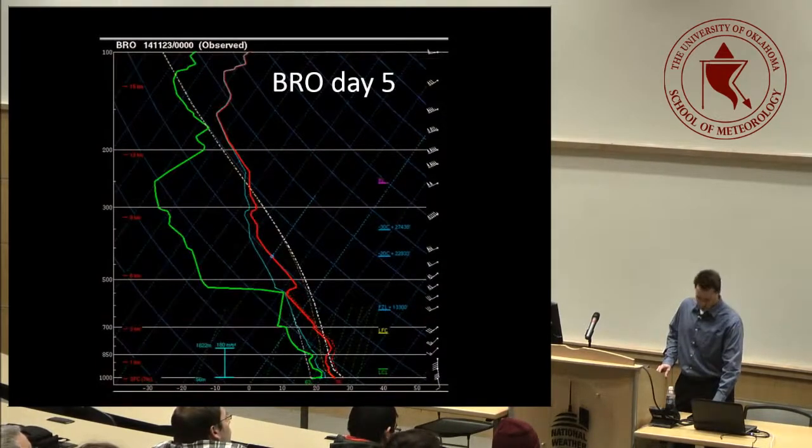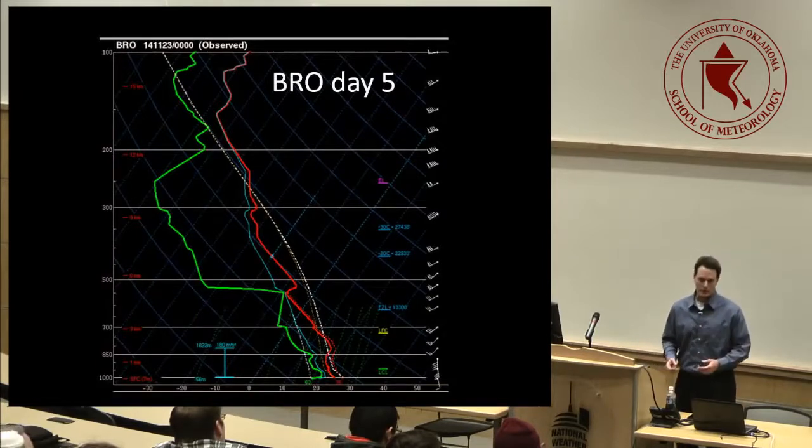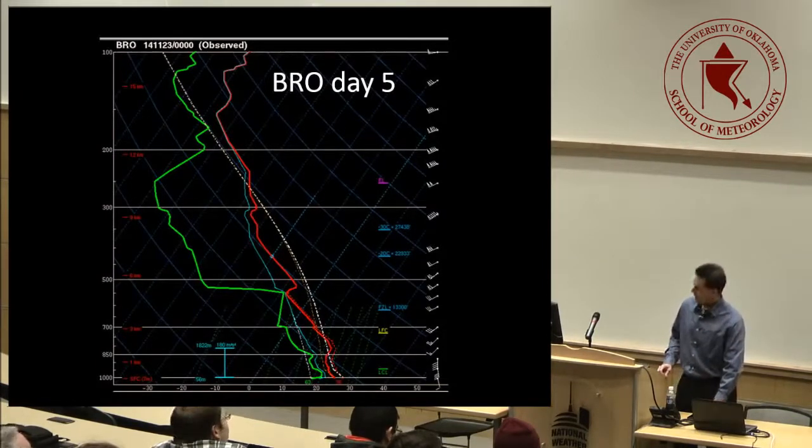But if you notice, over the next 2 days, the moisture doesn't just automatically get better. It doesn't just increase magically every single day. And I have a fun case later. Just keep that in mind.